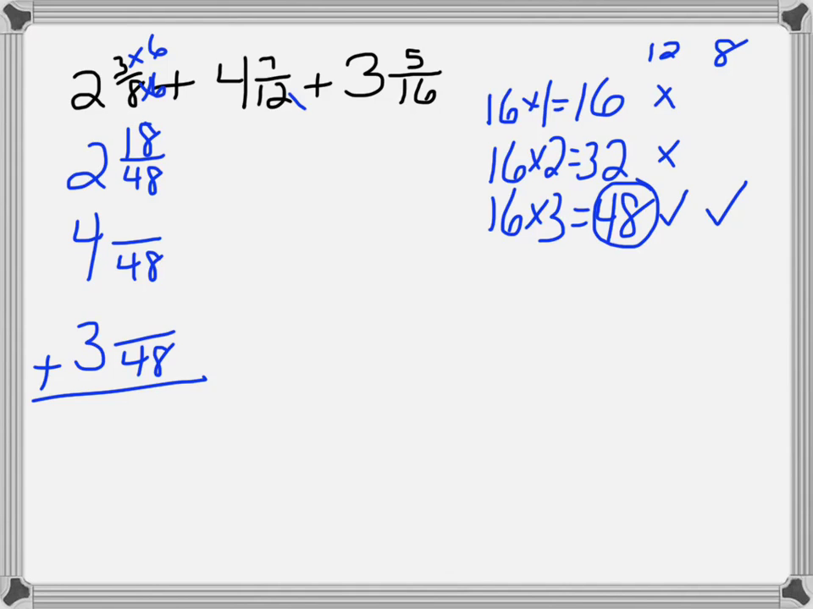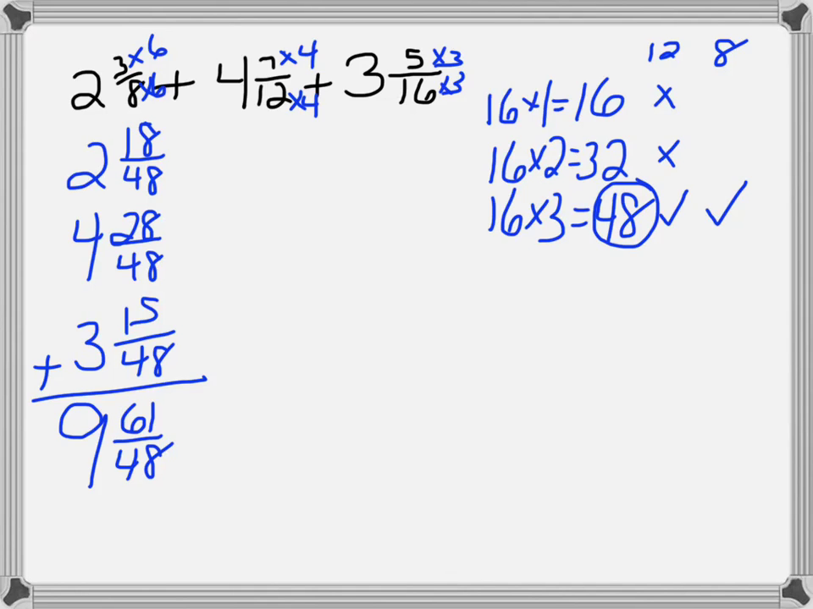12 into 48 would be times 4. So the top is 28. And then 16 goes into 48 3 times. And you can use your calculator to figure these out if you need to. So 15. Now adding my whole numbers, 2 plus 4 plus 3 is 9. Adding my numerators, 18 plus 28 plus 15 is 61 over 48.